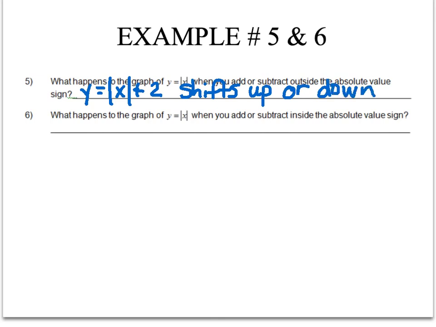And what happens to the graph for number 6 of y equals the absolute value of x when you add or subtract inside the absolute value? So you're doing something to the entire expression, like example number 2. And that shifts our original graph left or right, depending on if we are adding or subtracting.